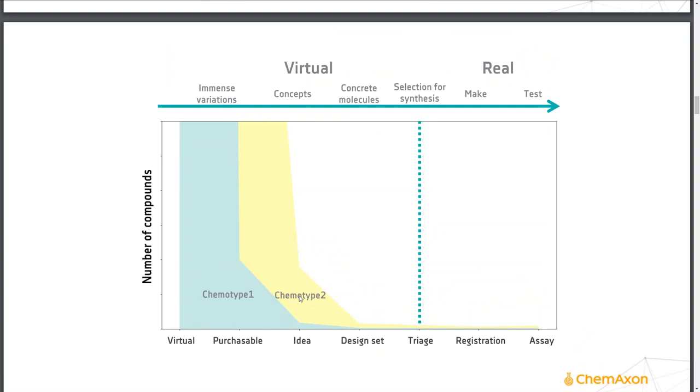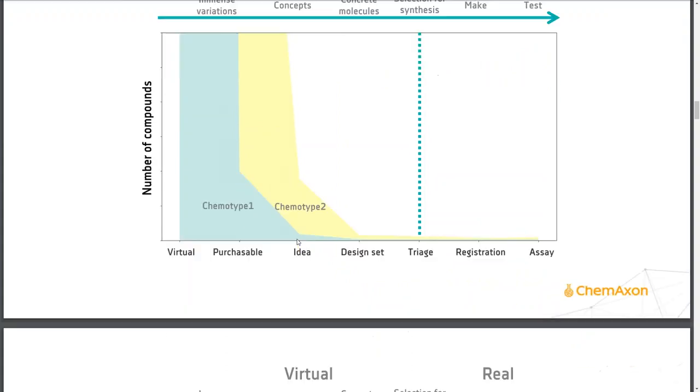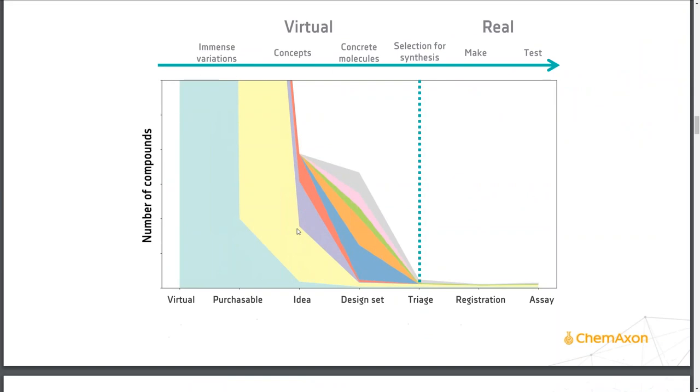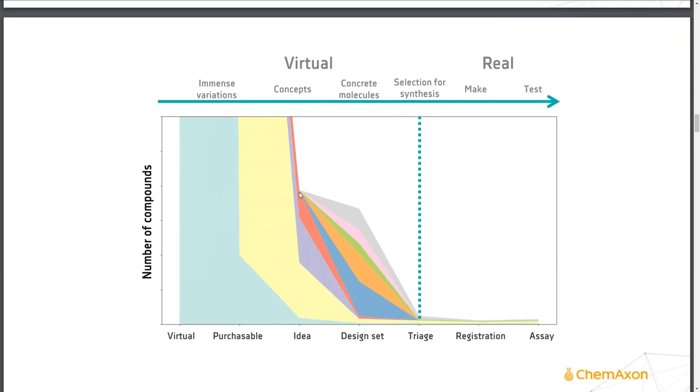But you might have additional chemotypes that may also come from this purchasable space, or further chemotypes that are running in parallel. You might also have ideas not originated from this enumerated virtual space, but single entities that are then sprouted into a design set. So now on this graph, you have multiple chemotypes colored on this stacked field chart that are in the design space, represented with sets of compounds, design sets that you triage based on predicted properties and prioritize them to have a selection for synthesis decision.